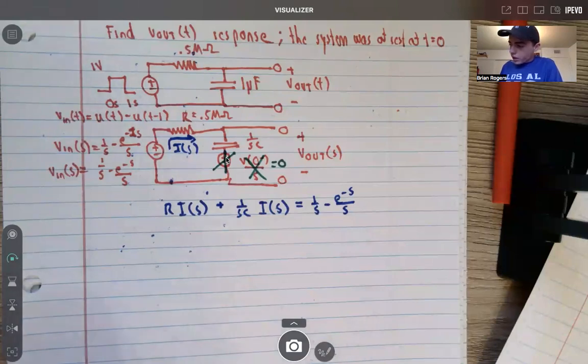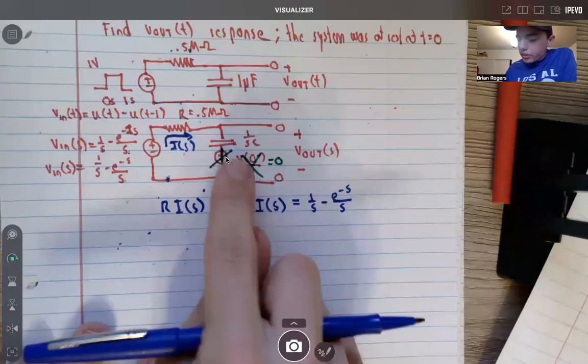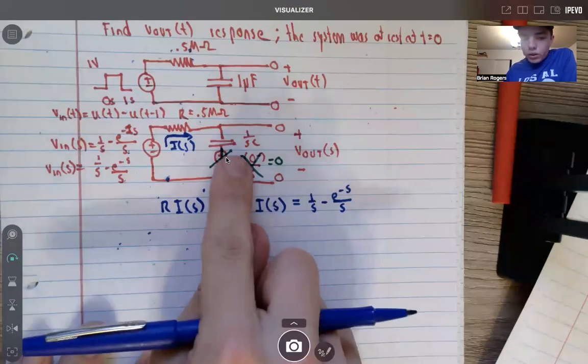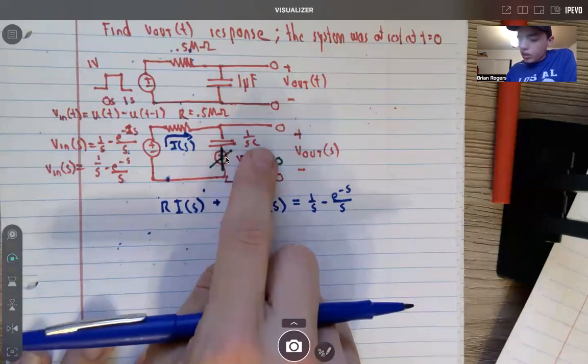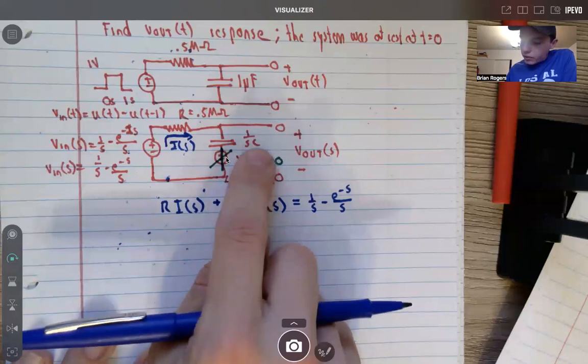Okay, once we solve for I of s, do you agree with me that the voltage on the capacitor is going to equal the current times the impedance? And here it's 1 over sC. So the current that's running through this will give me the voltage, right? And we're finding the current right now.